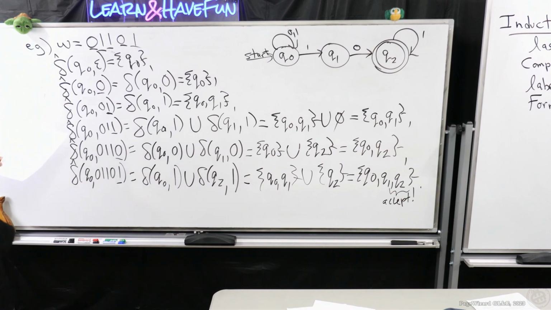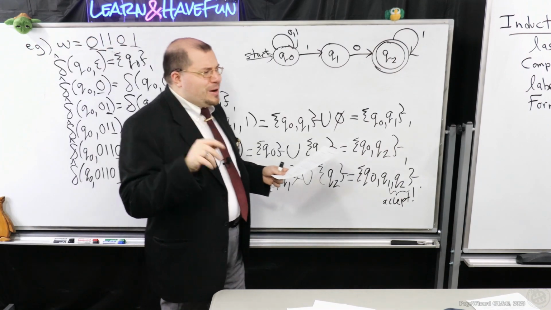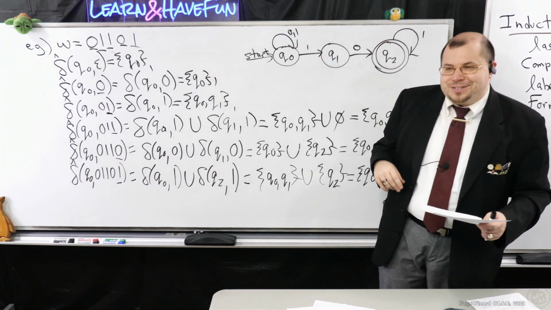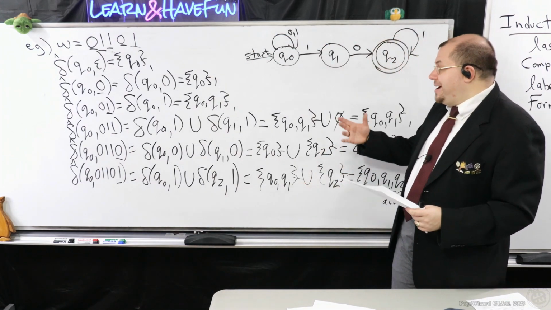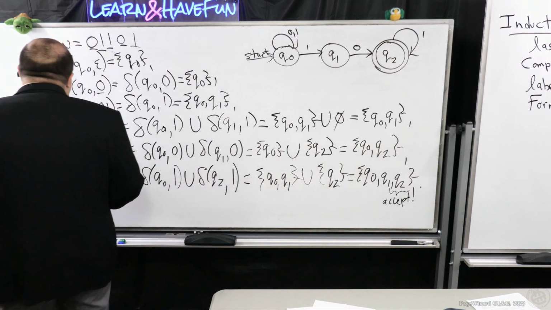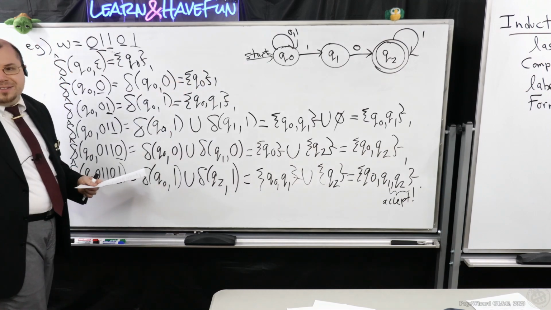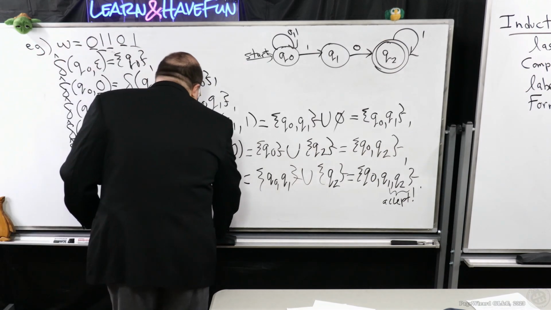Fascinating stuff, right? So there is no weird, funky business happening here. It's all just a bunch of union operations on transitions, where now we have sets of states, and the union operations take care of what happens when we have multiple states to deal with. So let's do another example.